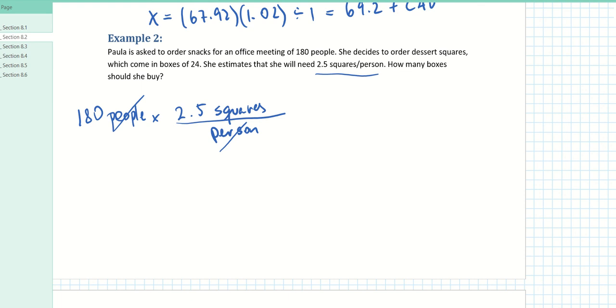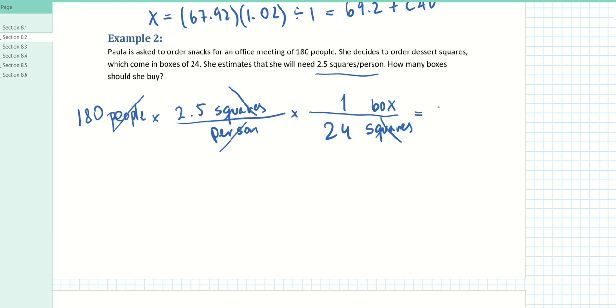Now we also need to know how many boxes she needs to buy. So we know there are 24 squares per box. So let's now take care of the number of boxes. Squares are on the top, which means that we need to have the number of squares on the bottom and the number of boxes on the top. So we know that there are 24 in one box. So one box carries 24 squares. Now we get rid of the squares and we're left with just the number of boxes, which means that we need to multiply 180 times 2.5 times 1 divided by 24 to get the total number of boxes.